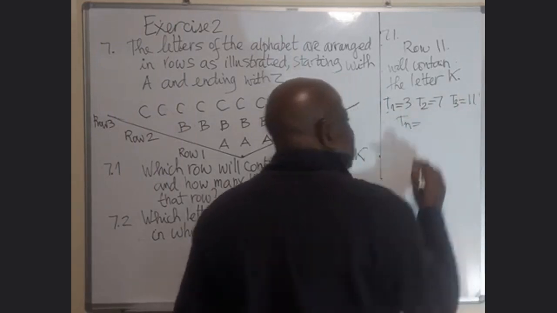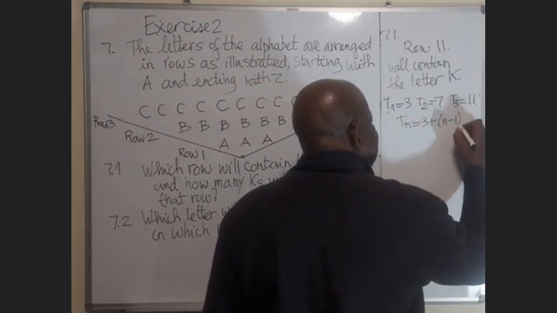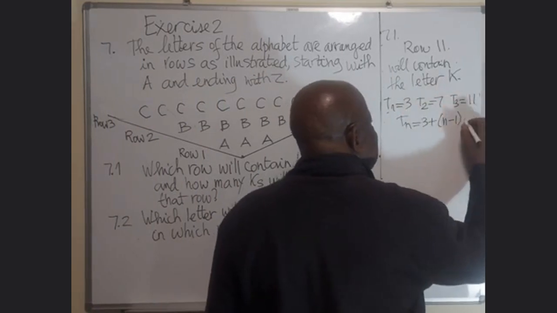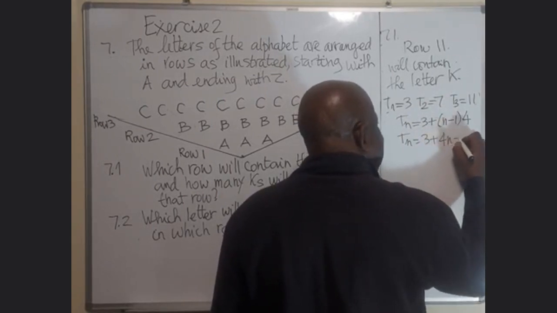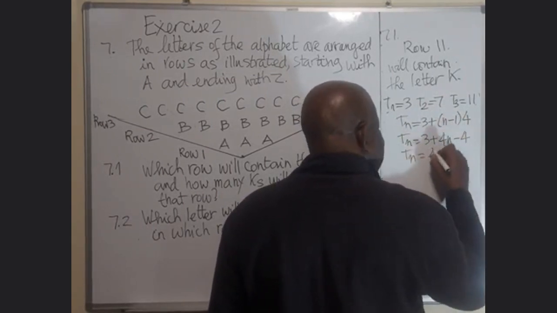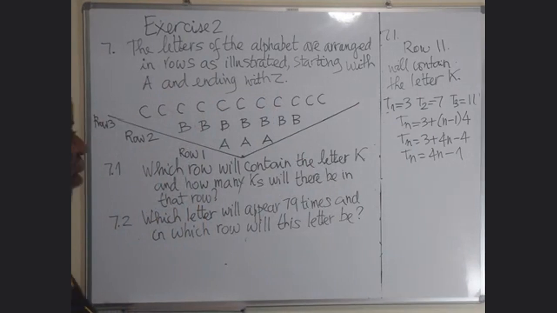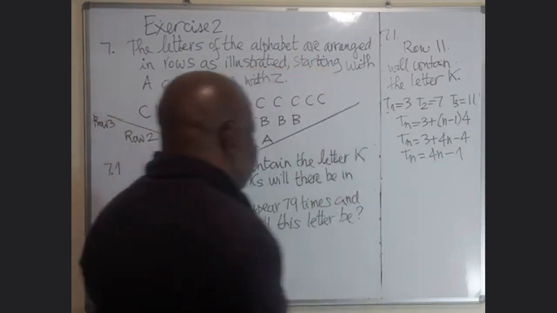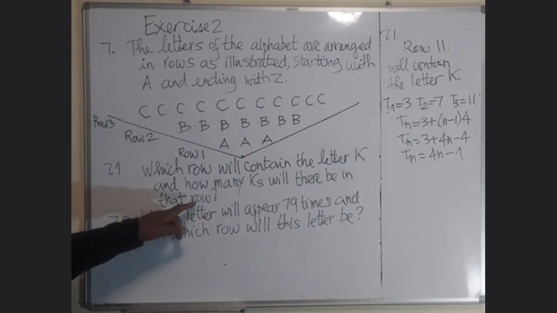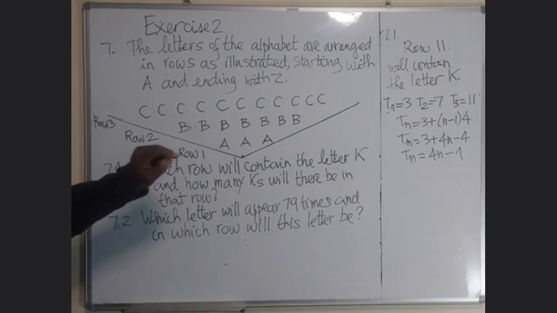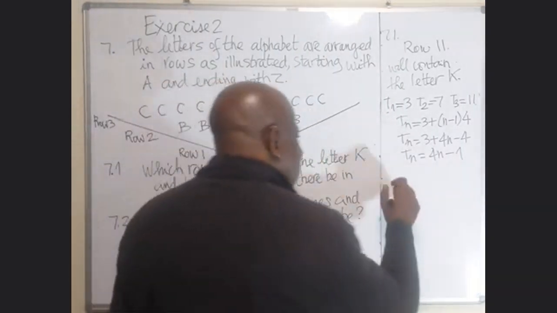Now, if we want to get the general term, Tn will be 3 plus n minus 1, and the common difference here is 4. So Tn will be equal to 3 plus 4n minus 4, and Tn will be equal to 4n minus 1. Our general term is 4n minus 1. How many K will be there in that row? As we know that K is in row 11, we're going to calculate the number of K we'll be having in that row.